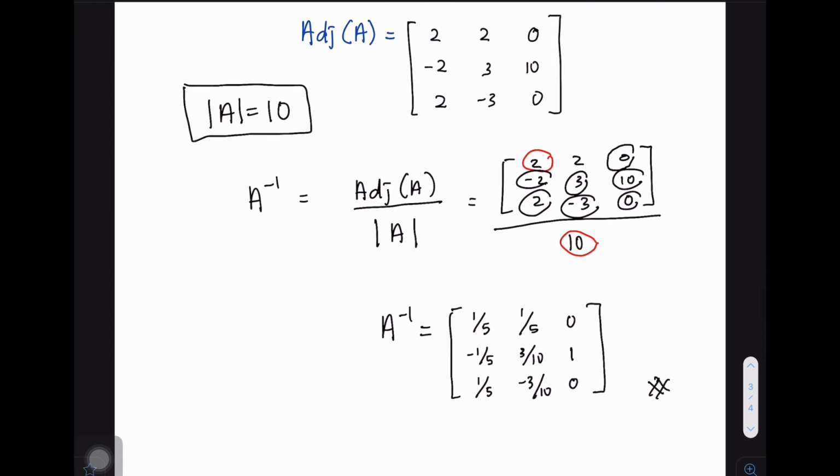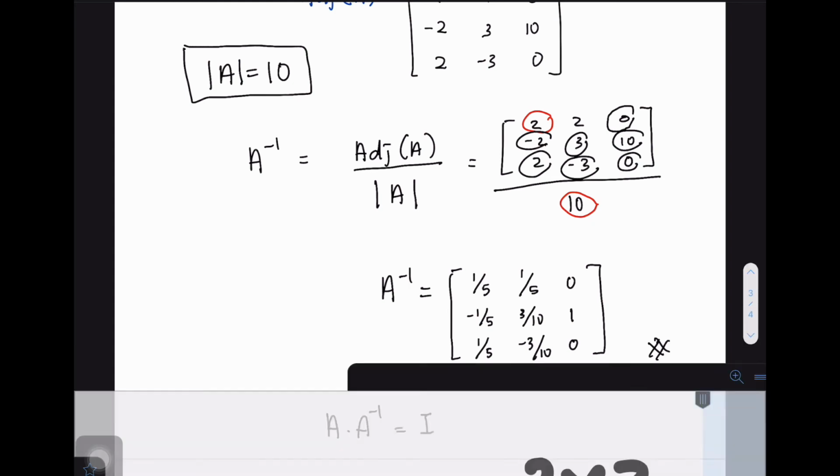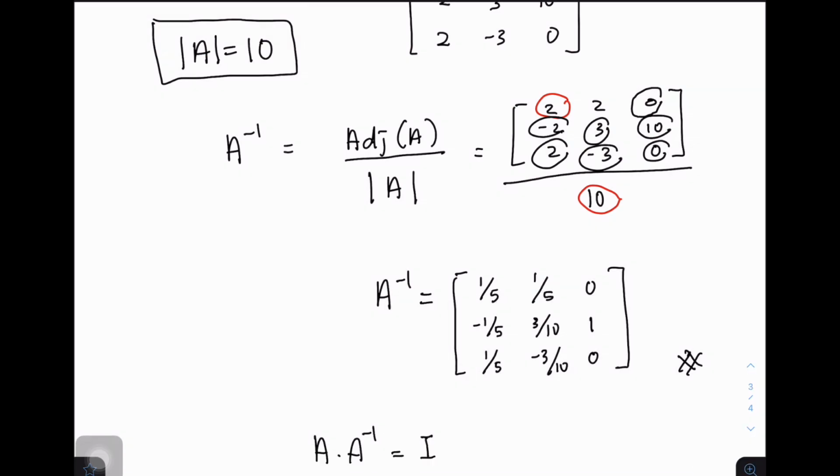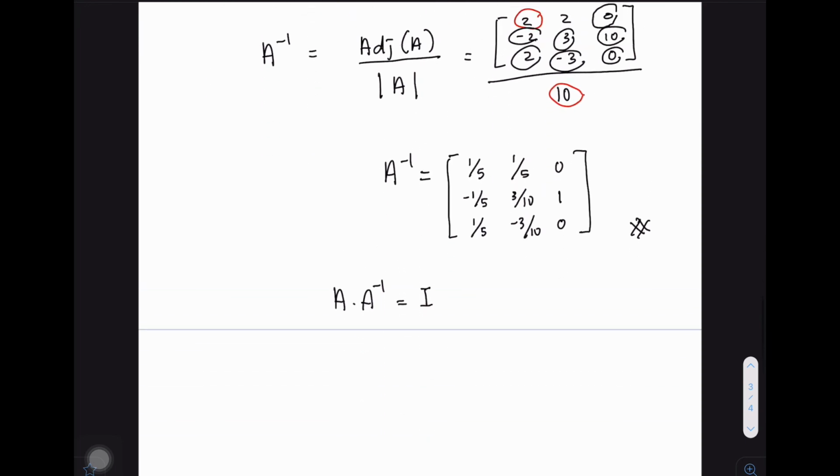Now, you can check whether this is the correct inverse matrix of matrix A or not. So how to check whether this one is the correct matrix? Before this, we have learned if the matrix A times its inverse matrix, you will get the identity matrix. So to check whether this one is the correct one or not, you just need to multiply this inverse matrix by matrix A and see whether you will get the identity matrix or not.